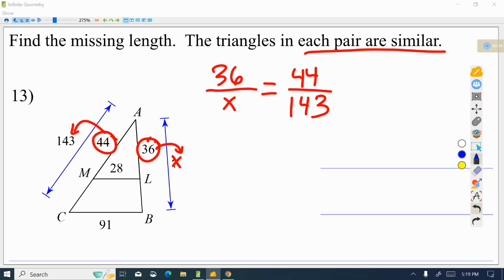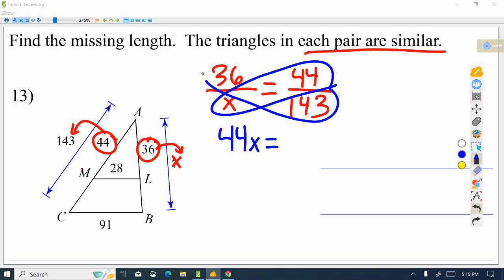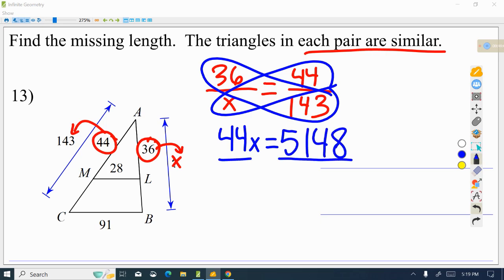Now if we just do this in our calculator the whole way and knock out the problem, we can do 44 times X makes 44X. And then on the right side, we have to do 36 times 143. So just be patient and do the calculation that you have to do. In this case, we get 5,148. Now, how do we solve for x?